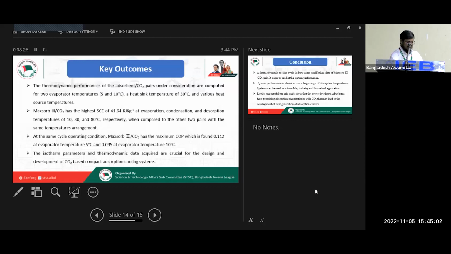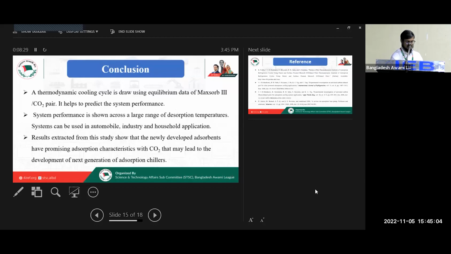Conclusion. A thermodynamic cooling cycle is drawn using equilibrium data of the MaxFlow 3 carbon dioxide pair. It helps to predict the system performance. System performance is shown across a large range of desorption temperatures. The system can be used in the automobile industry and household applications.